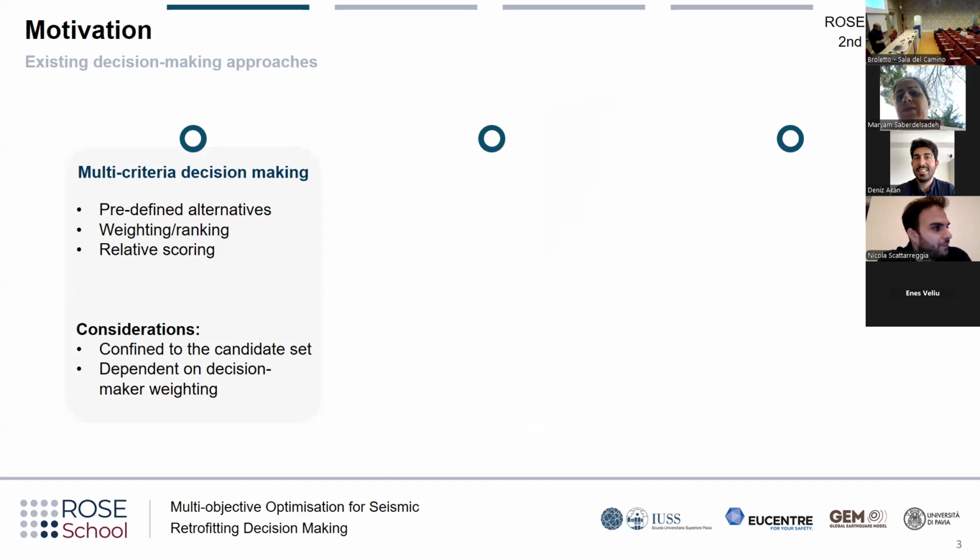There are many ways to do that, but I will just mention three of them. The first one is multi-criteria decision making. It is based on predefined alternatives, and the weightings all come from the decision maker, and it sorts them based on the relative scoring. But it is confined to the candidate set, and it depends on the decision maker's subjective weighting.